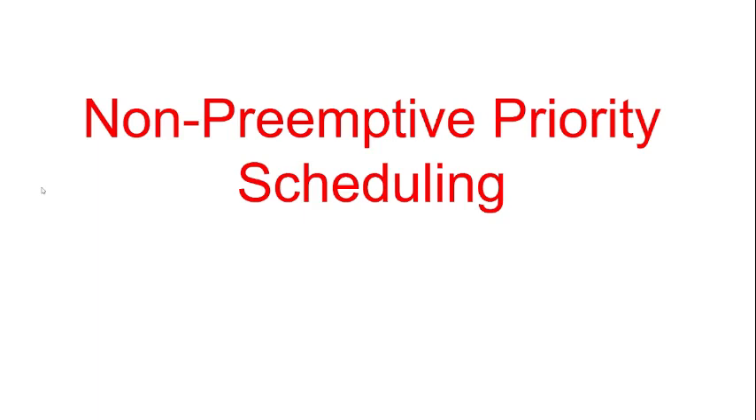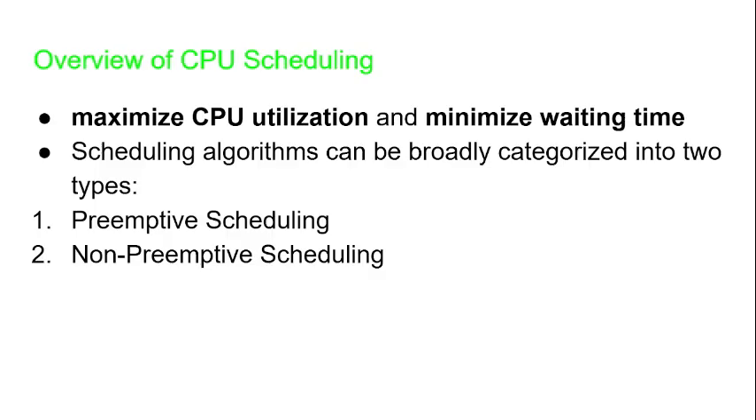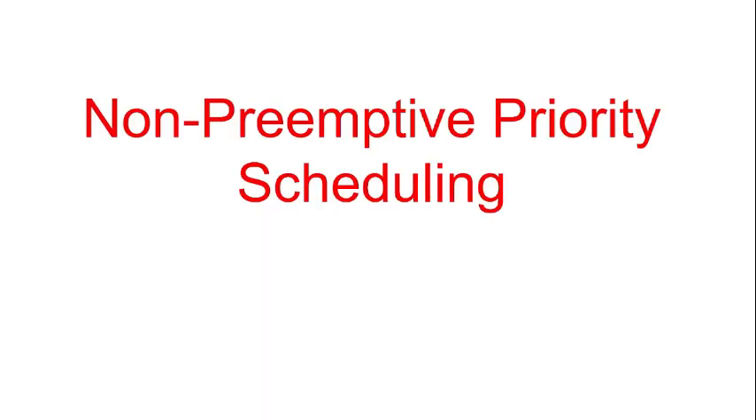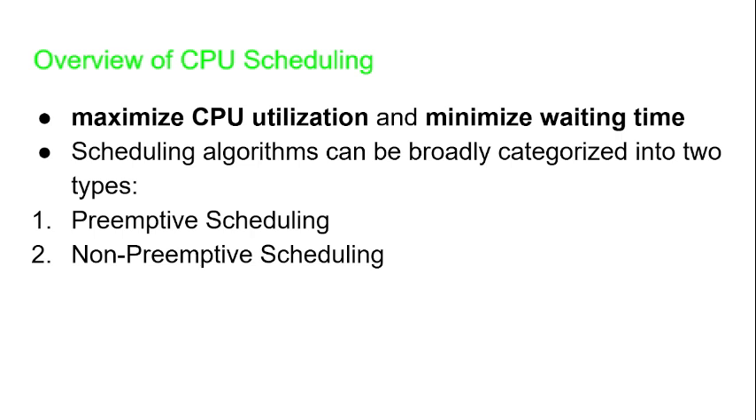Welcome everyone. In this session, we are going to discuss one of the most important CPU scheduling algorithms used in operating systems, the non-preemptive priority scheduling algorithm. Scheduling is a fundamental concept in an operating system because the CPU is the most critical and expensive resource.